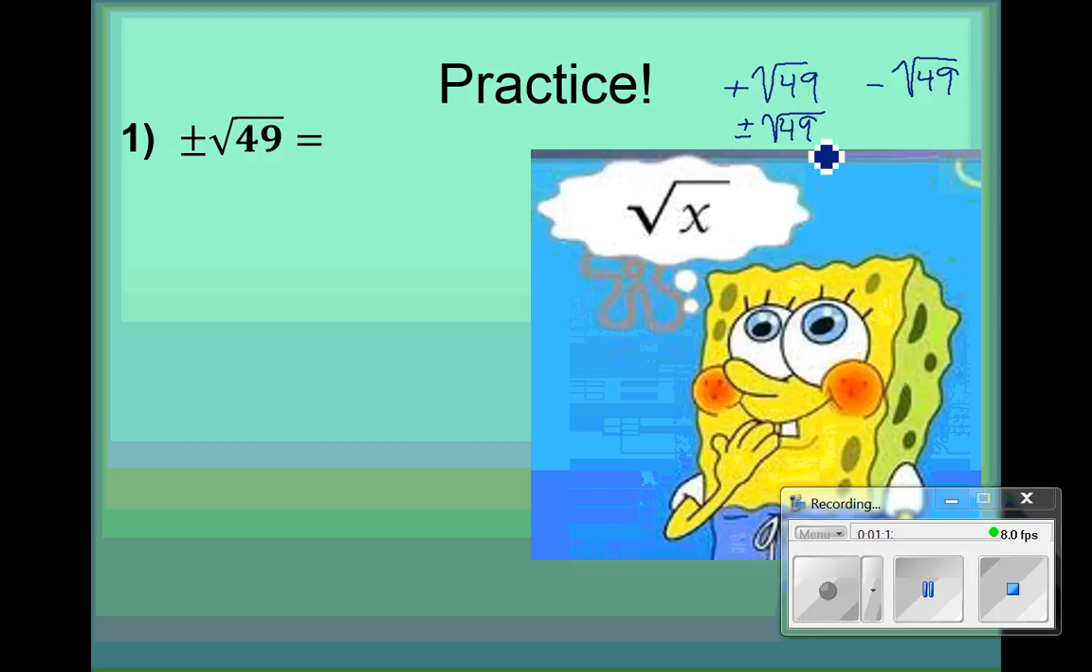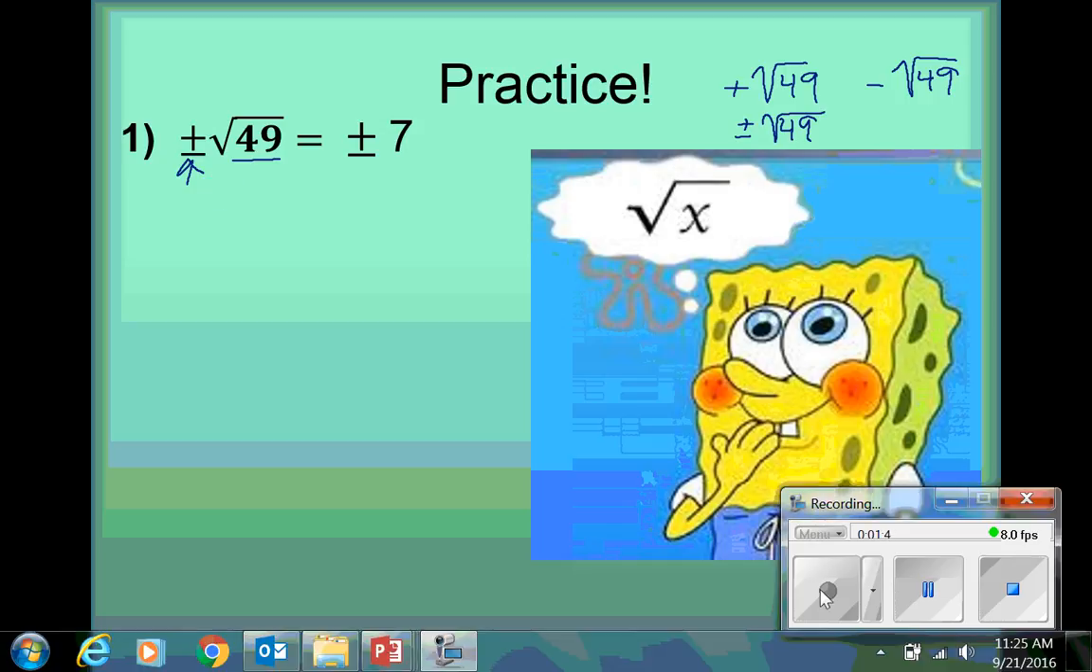So if you look at the radicand 49 and you find that on your table or on your perfect squares pictures that you colored, you would see that the square root of 49 is 7. But because we have the plus or minus, we simply have to add plus or minus in front of the answer. So the answer would be plus or minus 7, so that we have the positive 7 and the negative 7.